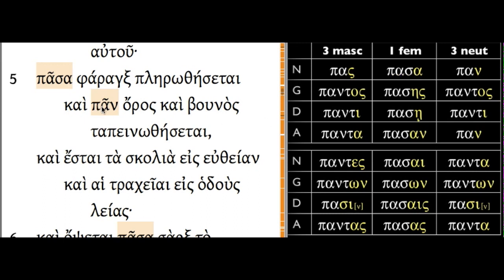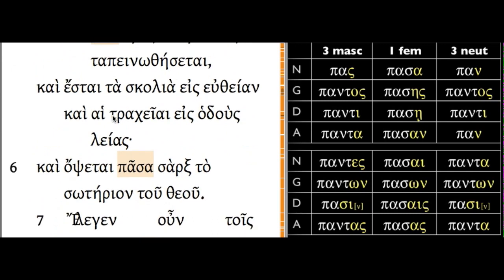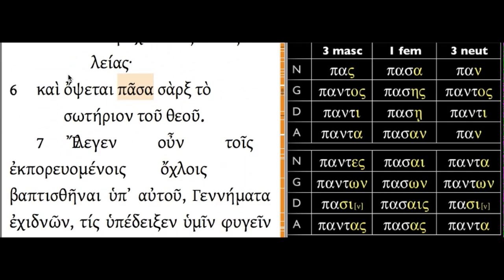Or here we have pan horos. A horos is a mountain. And mountain, we know from this, has to be neuter. And in this case, from the context, we also know that it's the nominative case. Notice they match.